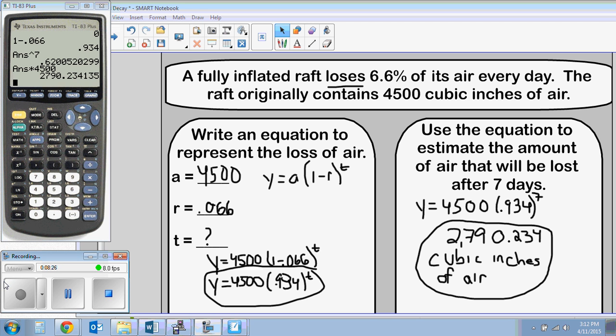I just plugged in 7 where t was, so 0.934 raised to the power of 7 was 0.6200520299. We multiply that by 4,500, and we got 2,790.234 cubic inches of air. So this is not money, so you don't have to round to the nearest hundredth or the nearest penny. You just have to figure out what is the best way to round and make sure that your rounding is correct.